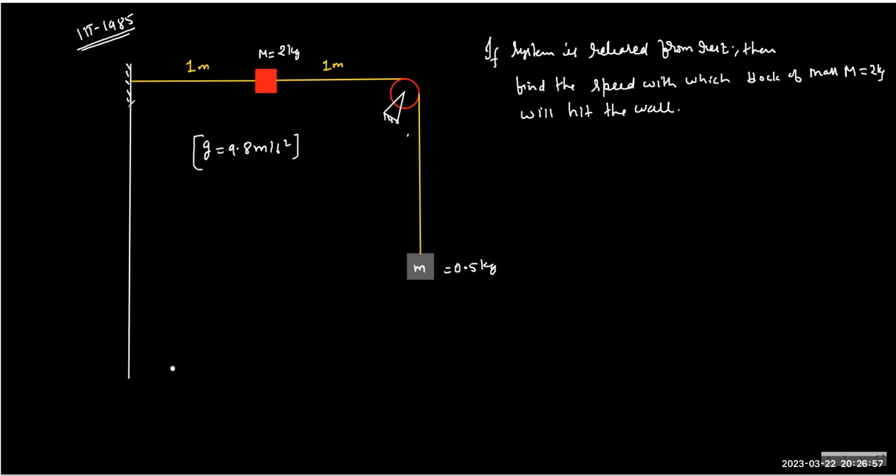So what you can realize is that this is a fixed point. This is kind of fixed. So can you guess the path of the capital M motion? How will the capital M move? Any guess? Tell me. How will the capital M move? Any guess?